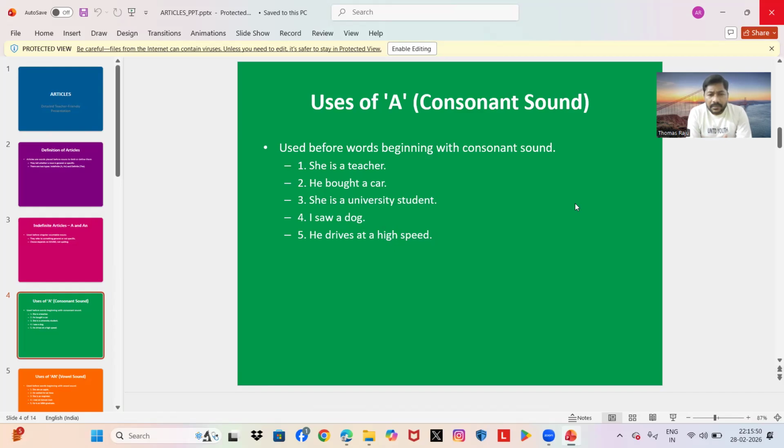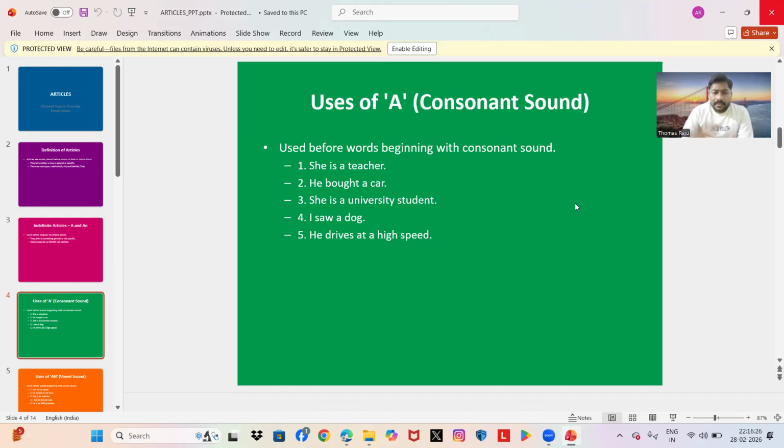She is a university student. Though the letter U is a vowel, it produces the sound of a consonant, the Y-U sound. That's why we place the indefinite article a before the noun university. I saw a dog. Here the word dog begins with a consonant sound. That's why we have used the indefinite article a before dog.